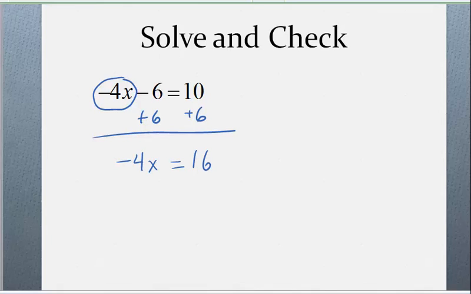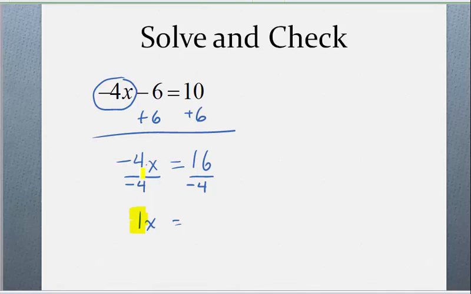Now that I have one term on each side, I want to get x by itself, which really means I want to get positive 1x. And so I notice that the x is being multiplied by negative 4, so to get rid of that, I have to divide by negative 4. Now sometimes students get confused about whether they're supposed to choose a positive 4 or a negative 4. And the way you know is you need to keep your eye on the prize. You got to know that your goal is to get a positive 1.